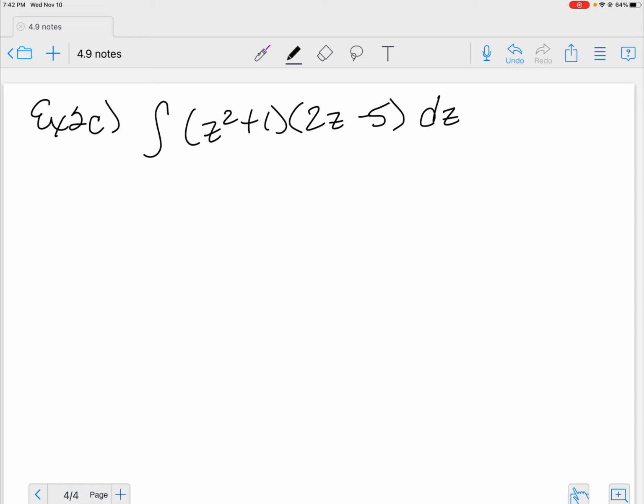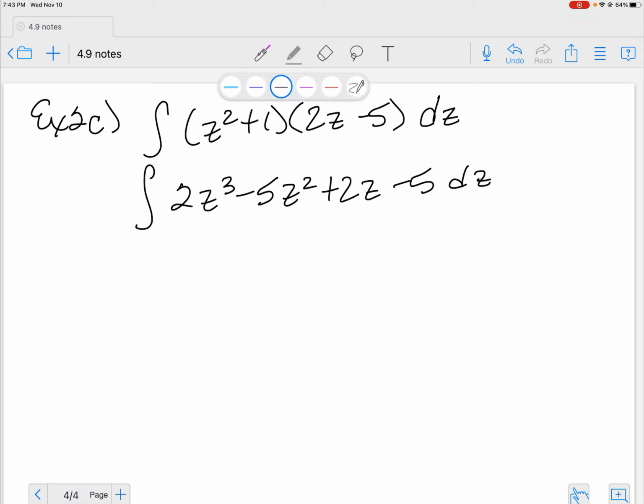Don't just get in a rut with your x's. It's good to spice it up a little bit here. So good. Okay. Do I have a product rule? No, we do not. So what do we do? Yes, just multiply it out. Good. So I end up with 2z cubed minus 5z squared plus 2z minus 5 dz.